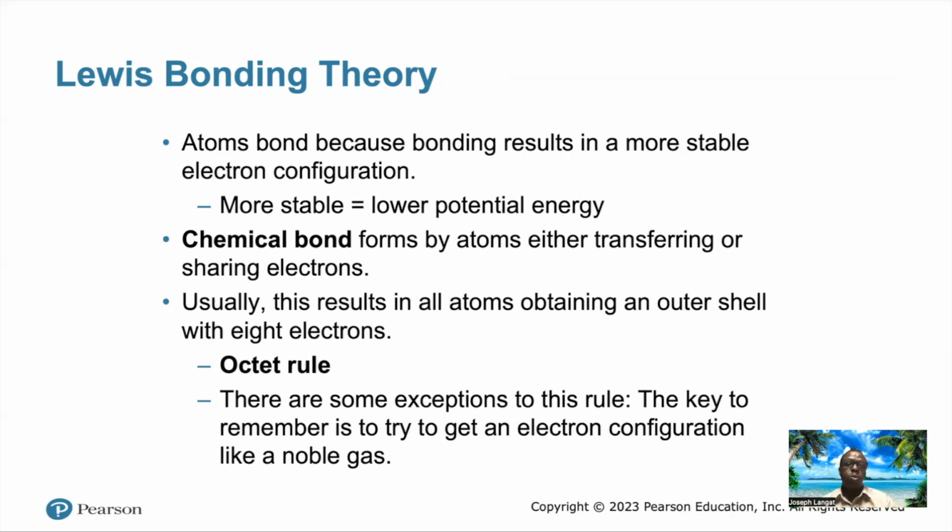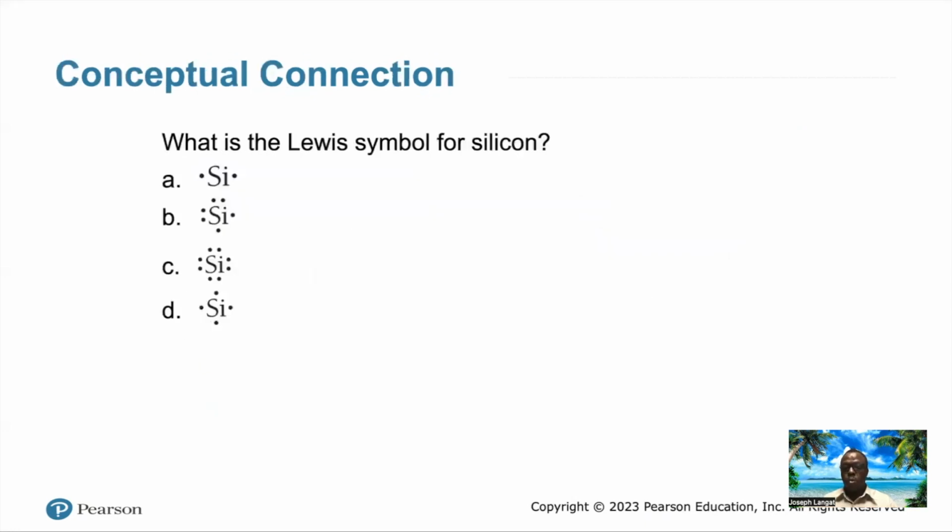You should be able to state the octet rule, even though there are some exceptions, which we will look at later on. When atoms react to form compounds, they either lose electrons or gain electrons and end up with the configuration of a group 8 element. This is what we call the octet rule. Here is an example of the Lewis dot symbol for the element silicon.